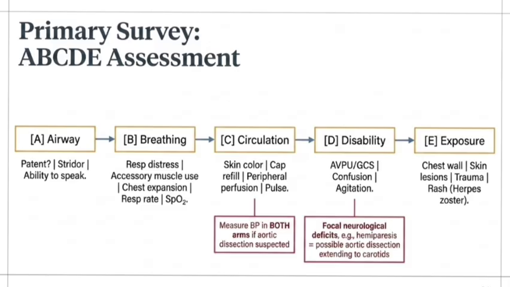Wait, I have to jump in here. Go for it. Why are we checking for confusion and focal neurological deficits like hemiparesis if the patient is complaining of chest pain? That sounds like a stroke, not a heart issue. Exactly. But what's fascinating here is the connection between the chest and the brain.